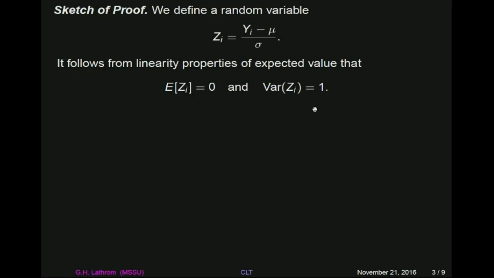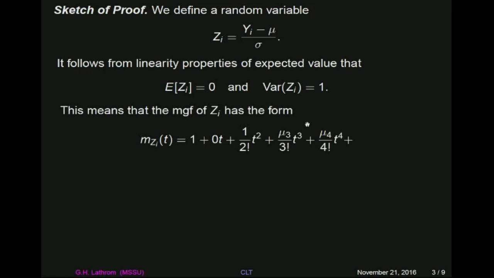Now what that tells us is that the moment generating function for z sub i is going to have this particular form. So that m of z sub i, the first term is going to be 1, just indicating that it's a probability distribution. Then the mean is 0. The variance is 1, and so on and so on. Now we don't know what the third moment is, we don't know what the fourth moment is, and it'll turn out that we really don't care exactly what those are.